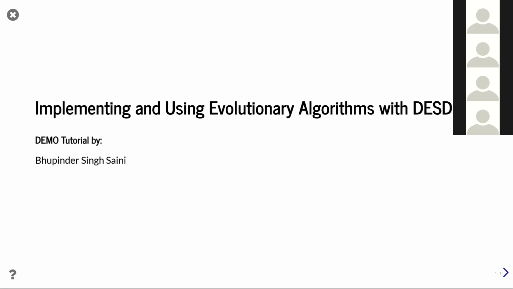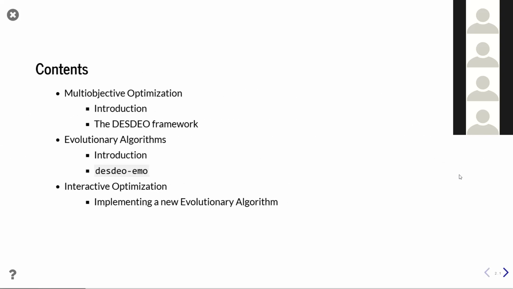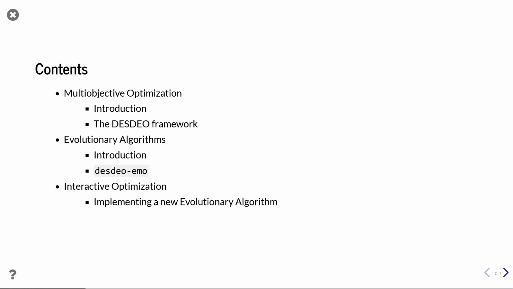However, let's get started with the topic of today, which is I will briefly introduce multi-objective optimization, like what it is, how many different kinds of multi-objective optimizations do we deal with. Then I will more specifically talk about evolutionary algorithms, which are one of the ways to solve multi-objective optimization problems. I will talk about desdeo-emo a bit, and then I will move on to interactive optimization using these evolutionary algorithms.